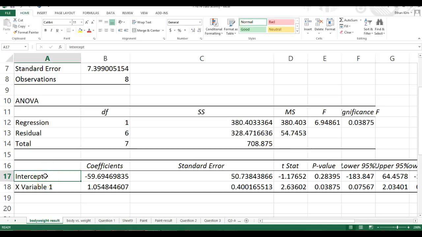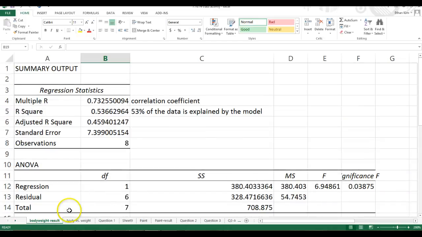That's what we were talking about before, right? Y-intercept. And that's the value right here. So these are the values for intercept, and x variable 1, that is b1. Right? So this is the slope. You can use these values to come up with the equation, or there's another way to do this.